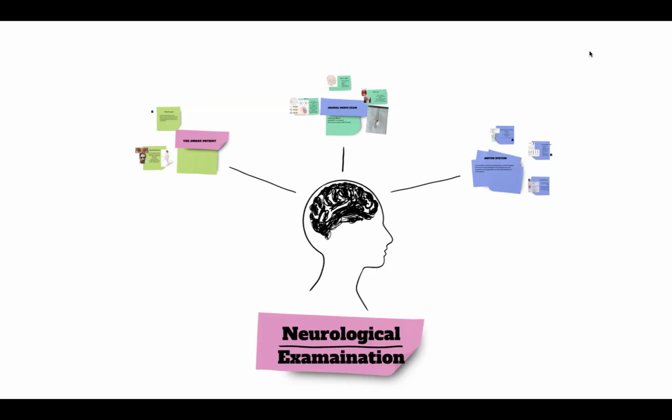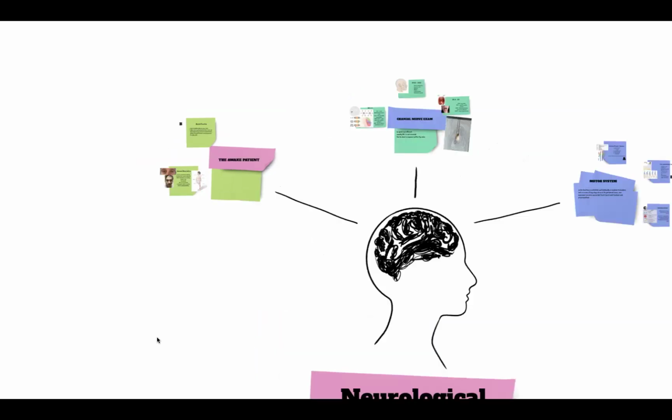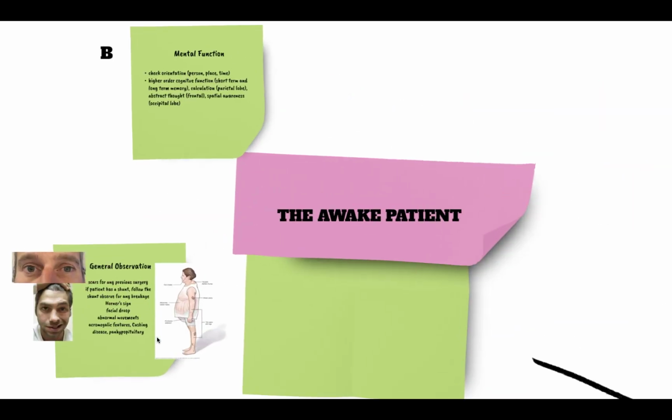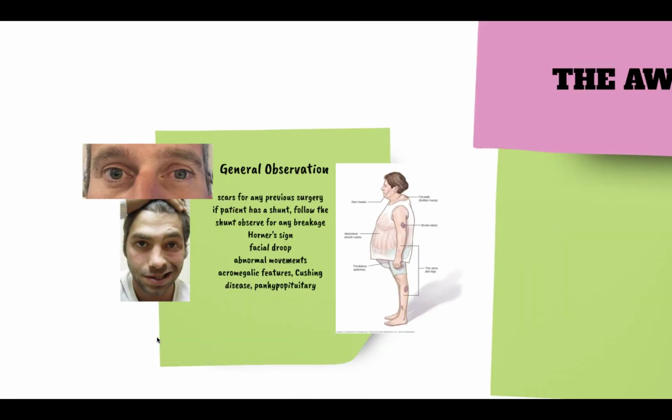So, welcome back. Today we'll be making a video on neurological examination. I'm just going to talk about clinical signs that we look out for that can give an idea into how the neurological system is functioning in the body. We're starting off with talking about the awake patient and then briefly about comatose patients.